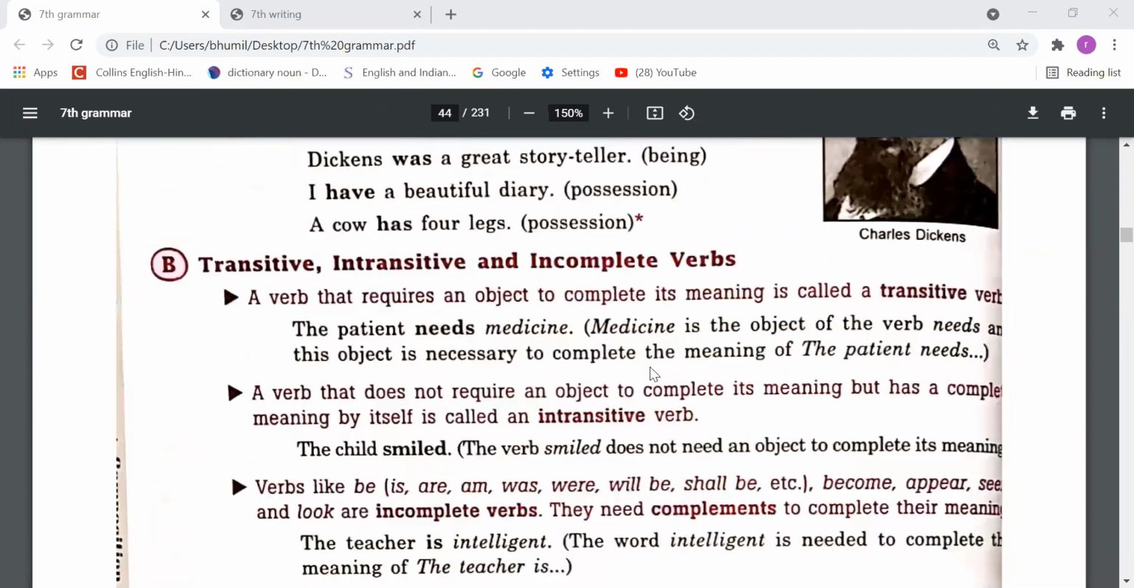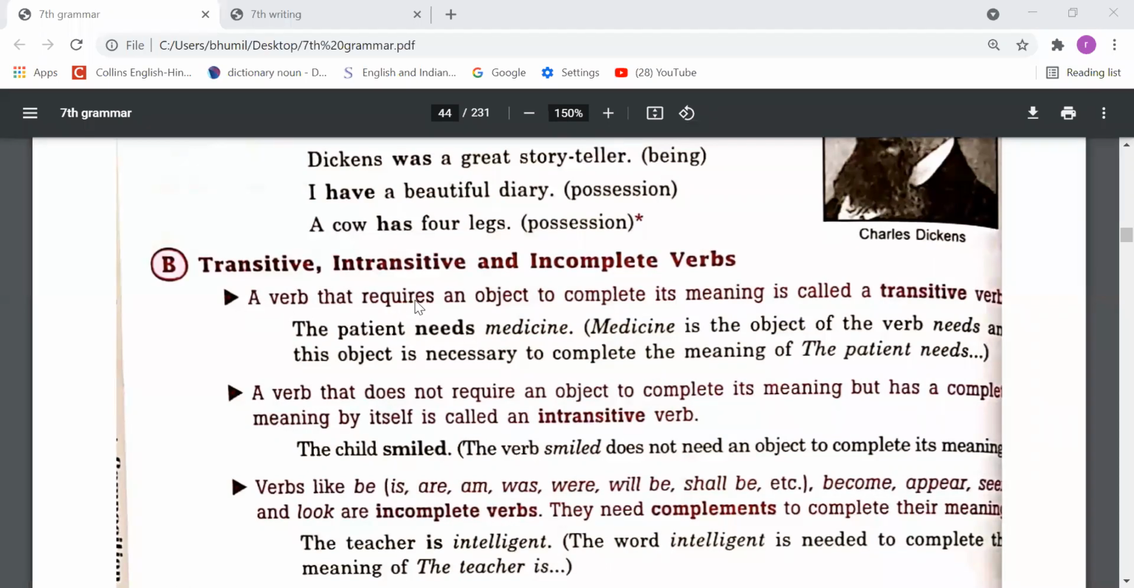Now, next thing we have to understand: transitive, intransitive, and incomplete verbs. So our verbs are divided into three parts. First is called transitive, second is called intransitive, and third is called incomplete verbs. When we use any verb and that verb needs an object, that verb is transitive. When we use any verb and that verb does not need any object, that verb is intransitive. Okay, let's understand this point with some examples.